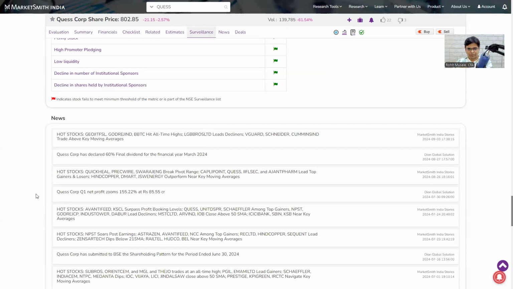Because if I try to look at all of this information before I buy the stock, then I will have to do it for every company. And there are hundreds of companies on my radar. So how can I do all of this for hundreds of companies?